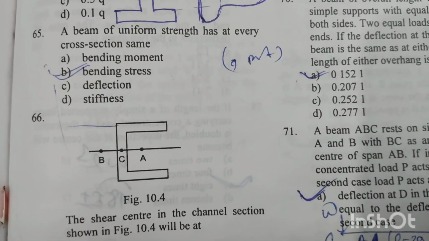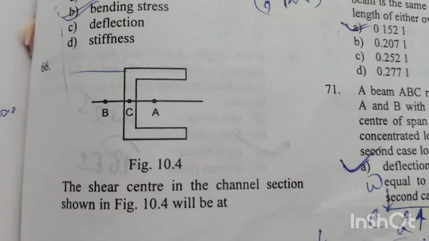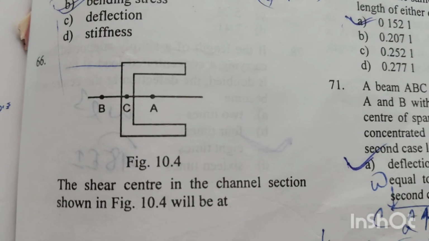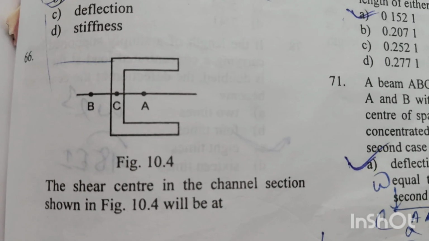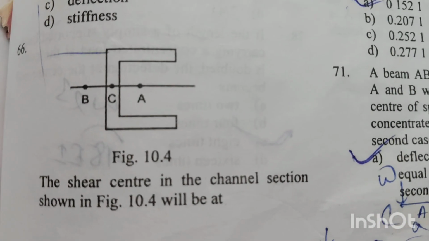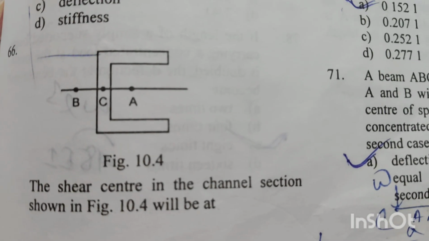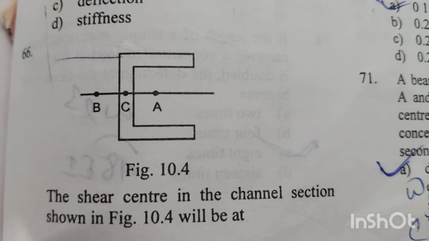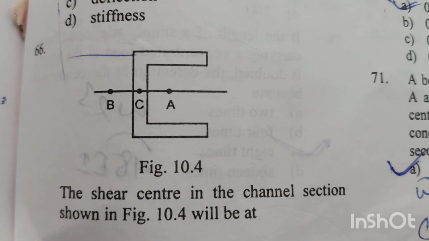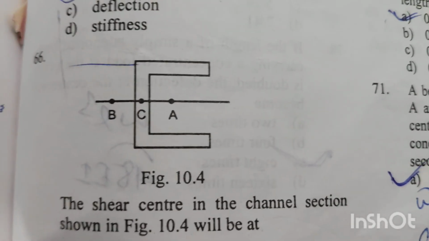Question number 66. The shear center in the channel section shown in figure 10.4 will be at. Shear center is defined as the point through which the total load must be applied to produce zero twisting moment on the section. If the load passes through the shear center, then there will be no twisting, but there will be bending stress. For a channel section as given in the figure, the shear center lies outside the section on the side of the web symmetry axis.